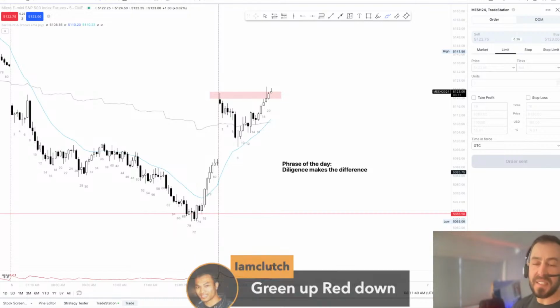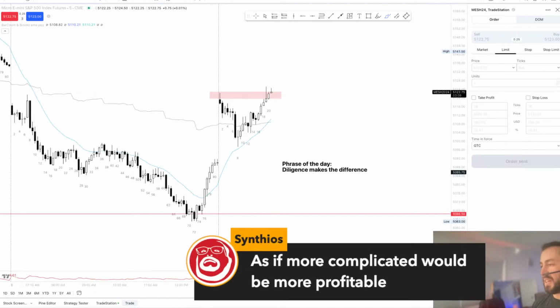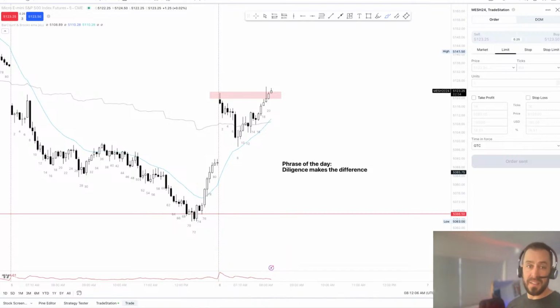Yes, Cynthios, this is exactly what I'm saying. As if more complicated would be more profitable. It's kind of the opposite. If you're any amount of confused, you're more likely to make mistakes, and most of the losses in trading are due to human error. So we want to minimize our mistakes. If we keep it simple, we can increase the chances that we will not make mistakes. That's good.